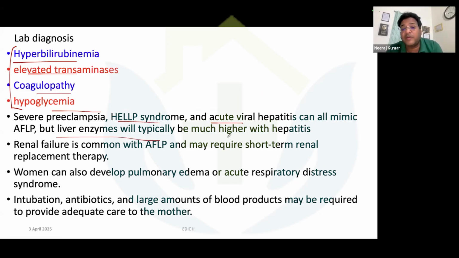But liver enzymes will typically be much higher with an inflammatory liver, or if the liver is very inflamed, like in hepatitis, the SGPT, SGOT levels will be very highly increased. Renal failure may be common with AFLP. That's why renal dialysis or RRT may be required. These patients may develop pulmonary edema or ARDS. Intubation, antibiotics, and large amounts of blood products are needed.